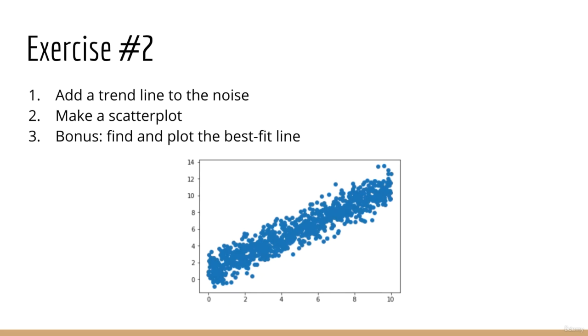Alright, so for the next exercise, you're going to add a trend line to the noise that you just generated. Once you've done so, it should look something like this. Note that this is a scatter plot, not a line chart. I'll let you pick the parameters of the trend line, so play around with different values until you get something that looks reasonable. As a bonus exercise, you can try finding and plotting the line of best fit to this data, although we'll be going through that in this course anyway.